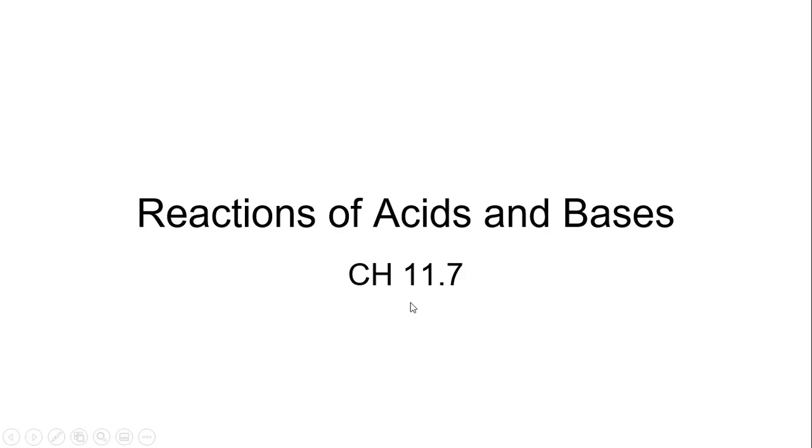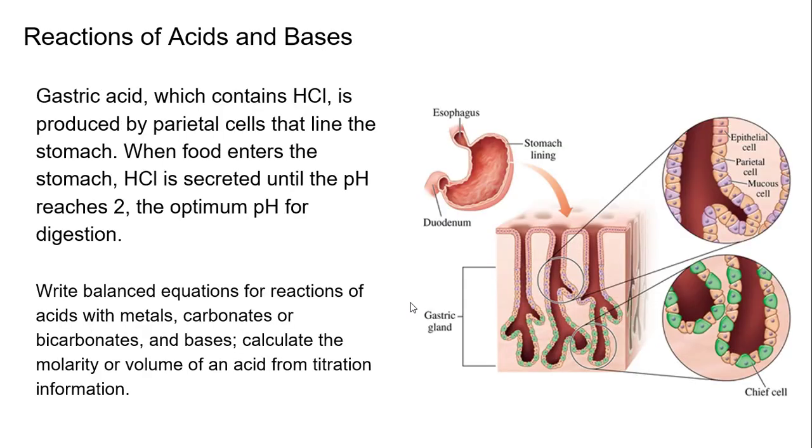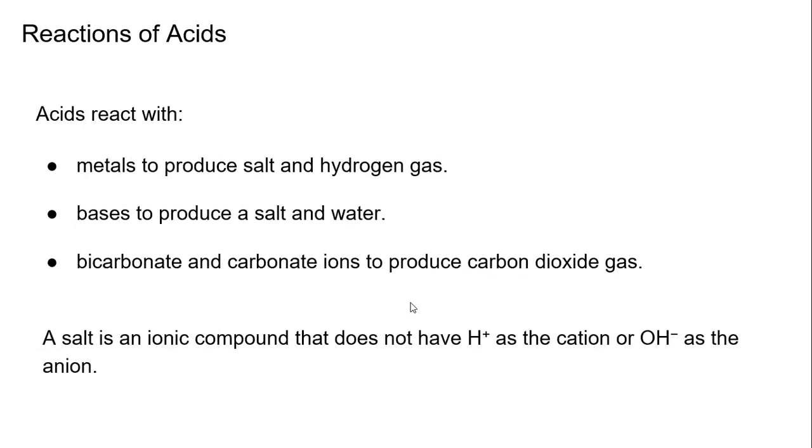Hi class. So this section we're going to be looking at reactions of acids and bases. This is just showing an example of stomach acid, which has hydrochloric acid in it, and it's around a pH of 2. But this section, we're going to deal with looking at balanced equations for reactions of acids with metals, carbonates and bicarbs, and then bases. And we're also going to look at titration. Last part of this is going to be about titrations.